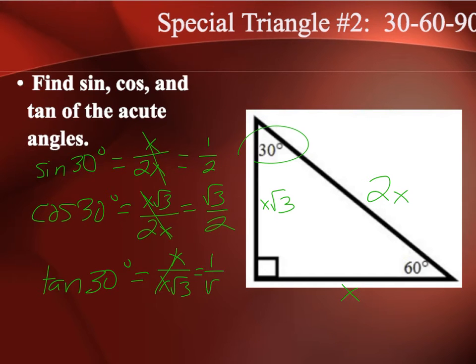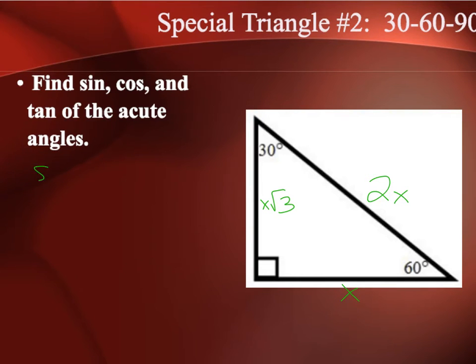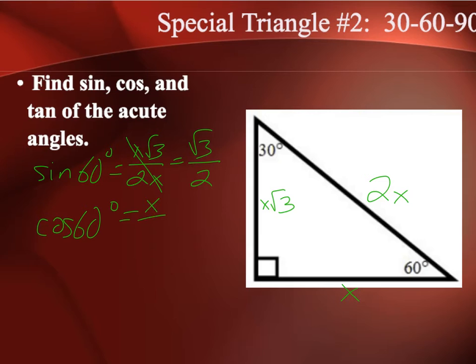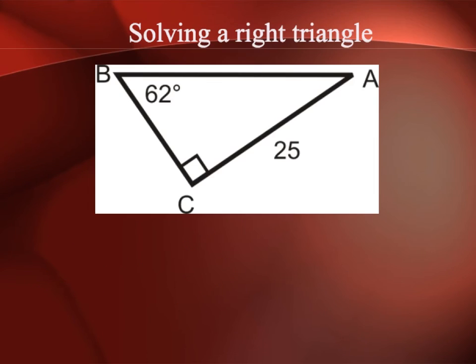You end up with 1 over the square root of 3, but then remember you have to rationalize. You end up with square root of 3 over 3. Repeating the process with 60 degrees, sine of 60 degrees is equal to x square root of 3 over 2x. Again, they cancel. You get radical 3 over 2. Cosine of 60 degrees is x over 2x, which is 1/2. Tangent of 60 degrees is x radical 3 divided by x, that's gone, which is square root of 3.